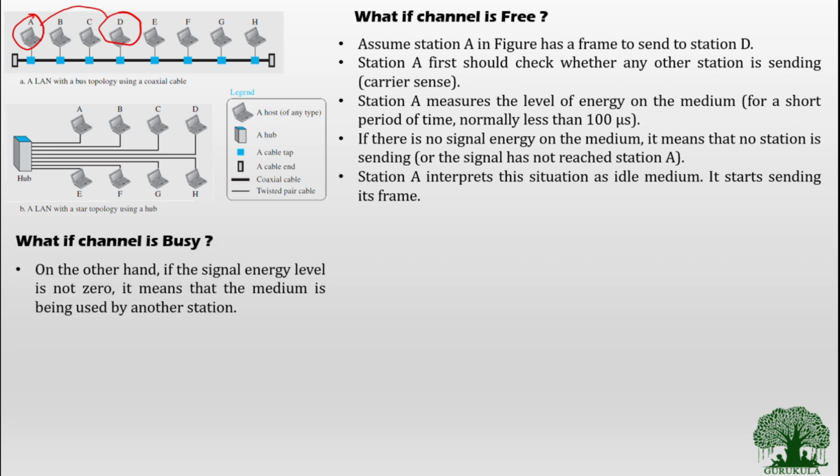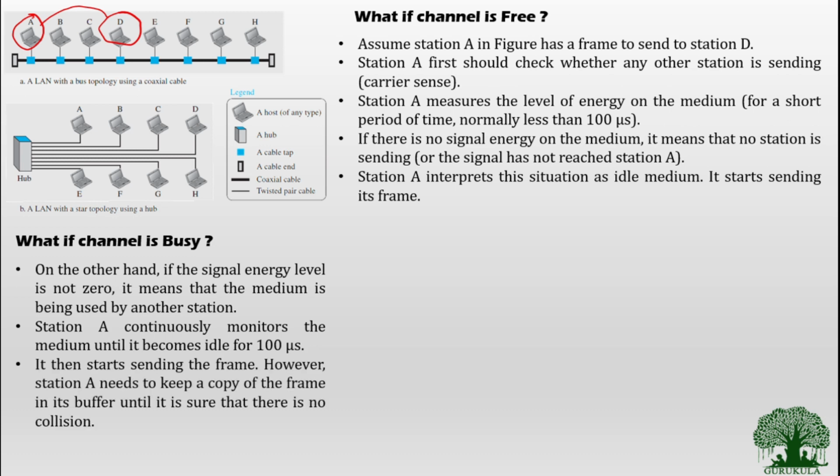If the channel is busy, then the signal energy level will not be 0. Definitely there will be a raised energy level when A senses the channel. In that case, A continuously monitors the medium until it becomes idle for about 100 microseconds, and then the station starts sending the frame. However, station A needs to keep a copy of the frame in its buffer until it is sure that no collision occurred in the network. So this is what happens when the channel is busy.